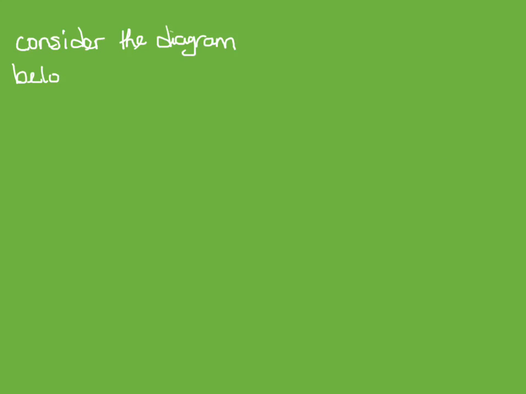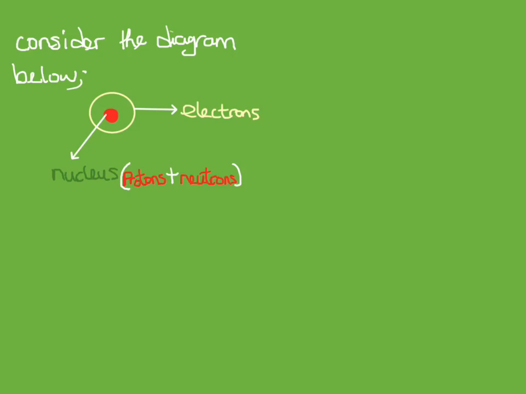Let's consider the diagram below. We have electrons moving around a central nucleus. In this nucleus, we have protons and neutrons. The atomic number of an atom is equal to the number of protons found in the nucleus of that atom. It is denoted as Z.